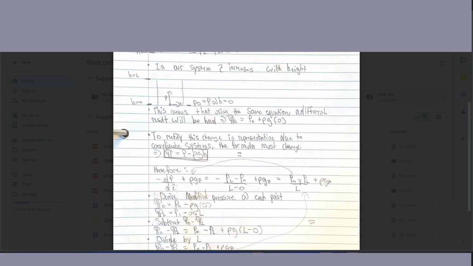And then we're going to derive the modified pressure at each point. Modified pressure 0 equals P0 minus rho G 0. So that's just P0 basically. And modified PL equals PL minus rho G times L. So now you want to subtract them so you can get something similar to this P0 minus PL. And you get P0 minus PL equals rho times G times L.